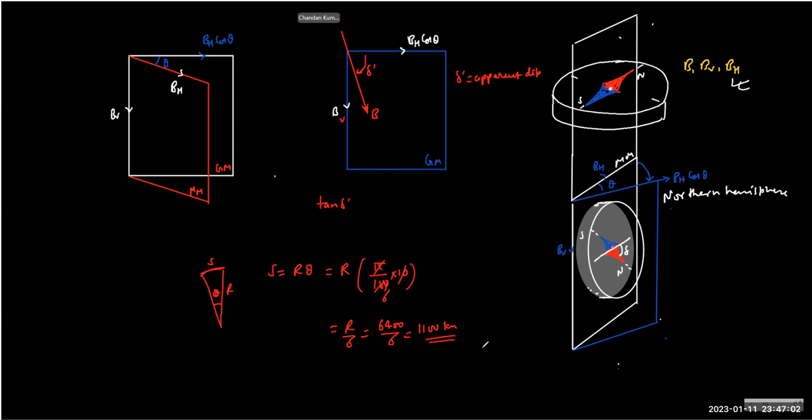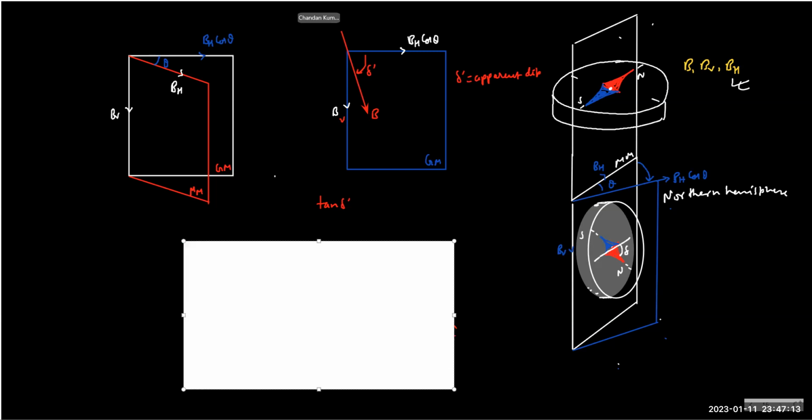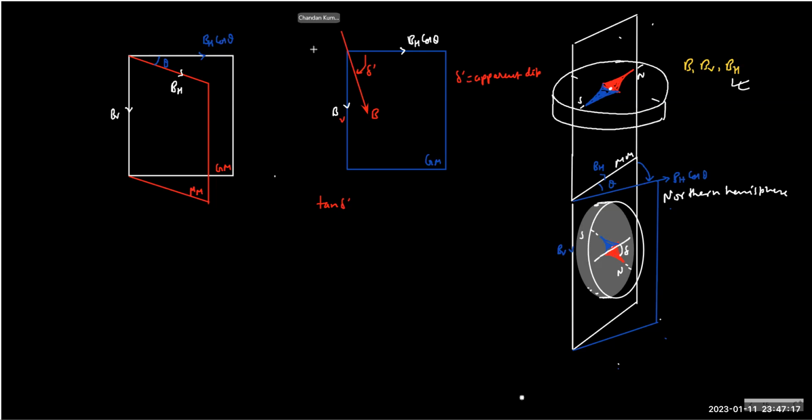And by suitable adjustment, we can actually sail in the correct direction. Of course, you need some more knowledge, but as of now, you can understand that this is how we do the navigation. Now, what is the apparent dip here? tan of δ dash is how much? Tell me, guys. BV by BH cos θ. Yeah, it is BV by BH cos θ.